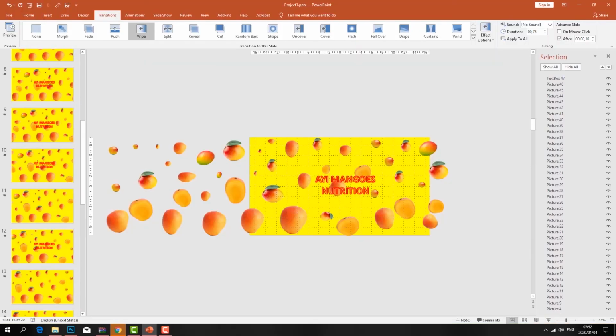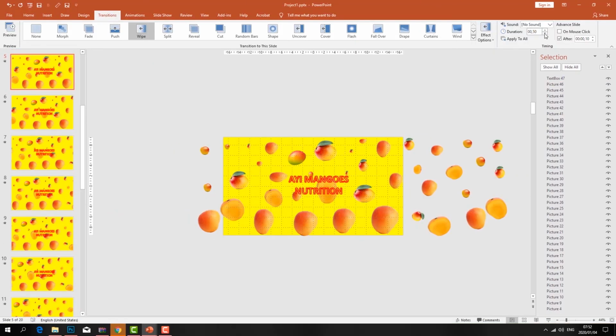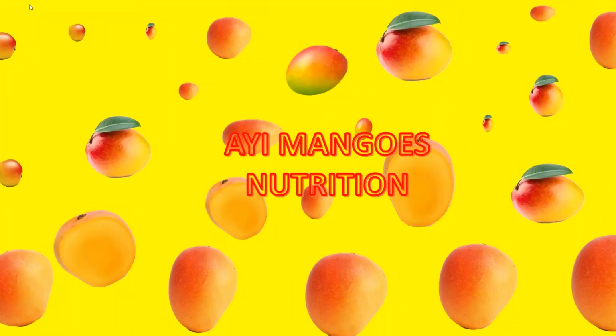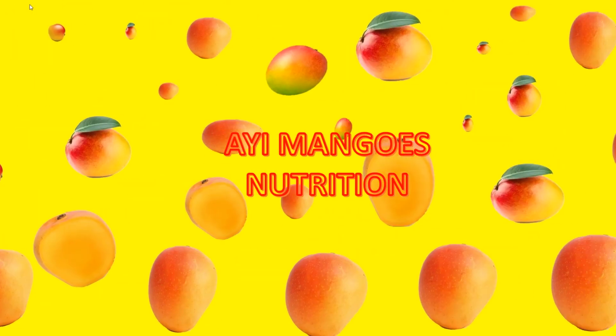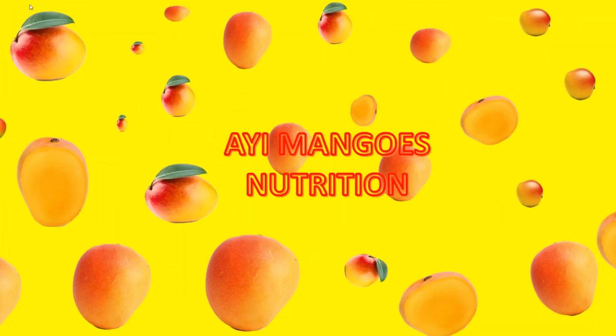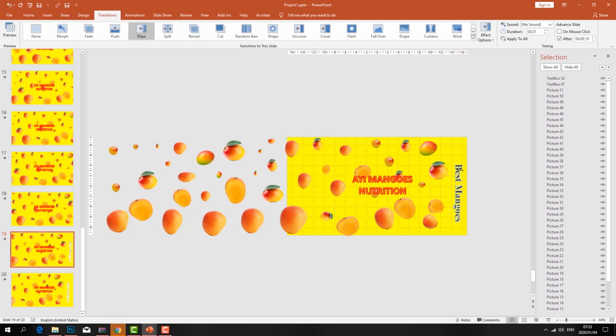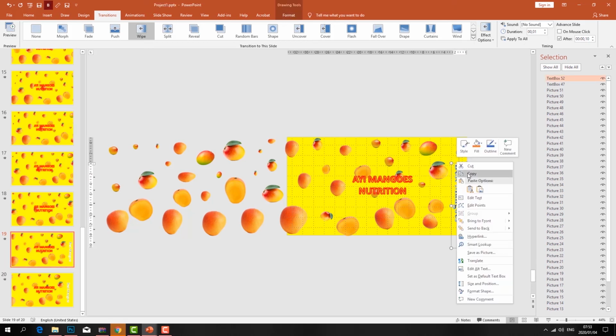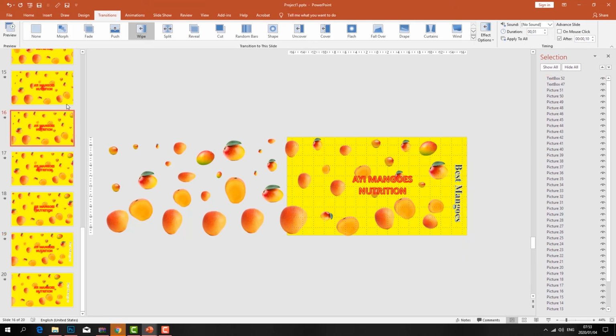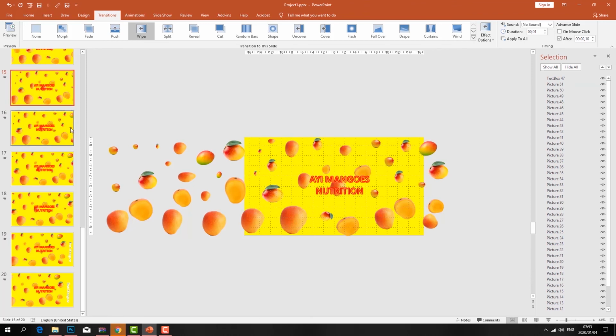Now if I put this to 0.001, it's not going to appear. And then apply to all, and then I run it, and you can't see that effect. All you see is a duration. And let me copy my Best Mango, pull it from the top here, somewhere here.